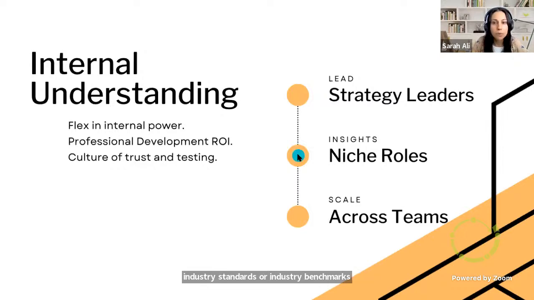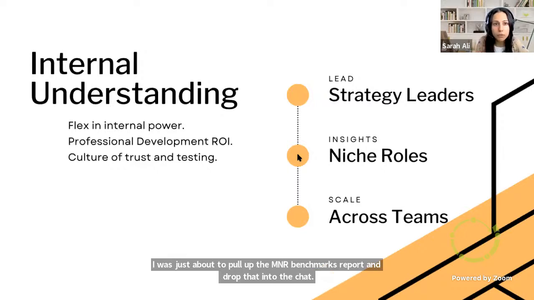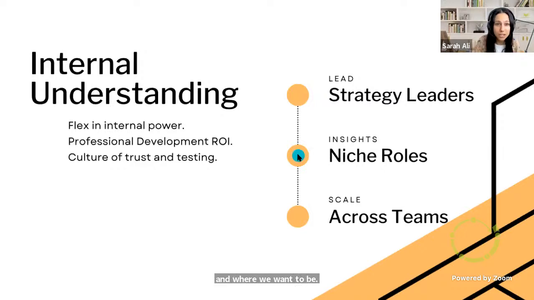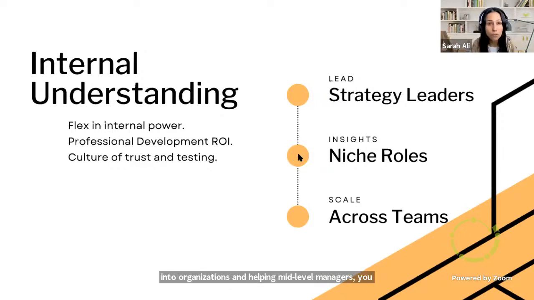So I was just about to pull up the M&R benchmarks report and drop that into the chat. That's a really great place to benchmark yourself against. If you can show, okay, this is where we're at, and this is where the sector is at, and we don't have the time or capacity to get ourselves there without outside support, oftentimes senior leadership will buy in. It really comes down to your ability to tell a data story, to show the numbers and tell the story of where we are now and where we want to be. And I've found in my experience as a consultant, coming into organizations and helping mid-level managers manage up with senior leadership, that has been the most effective methodology.